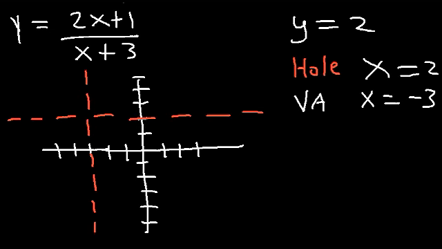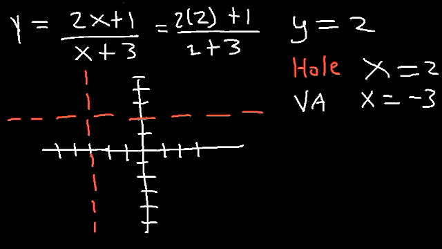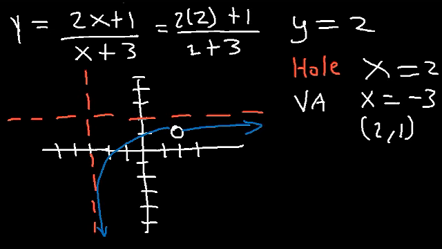Let's find the y coordinate of the hole. So you want to plug in 2 into the surviving equation. So it's 2 times 2 plus 1 over 2 plus 3. 2 times 2 is 4 plus 1 is 5. 2 plus 3 is 5. 5 over 5 is 1. So it's going to be 2 comma 1. So it's somewhere over here. So the hole is also known as a point discontinuity. The vertical asymptote is an infinite discontinuity.